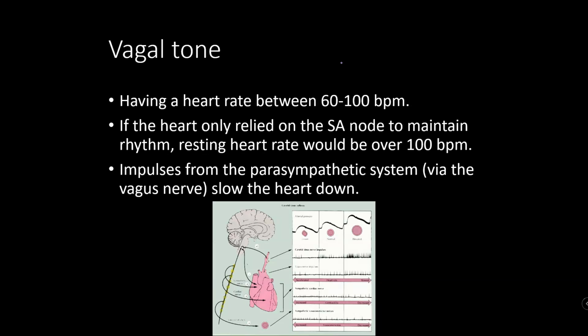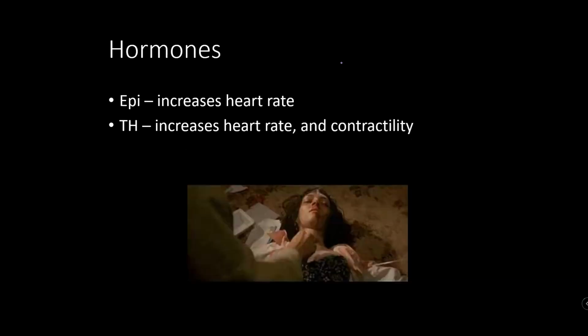Vagal tone means that the heart rate is where the heart rate is supposed to be. And again, for a person at rest, it is between 60 to 100 beats per minute. It means the SA node is doing what it's supposed to. The brain is slowing us down. Again, left to its own devices, the SA node would tend to set a resting heart rate that's closer to 100 beats per minute. So the parasympathetic system, like the slide says, via the vagus nerve tends to slow it down to closer to that 70-ish on average, but it does vary person to person.